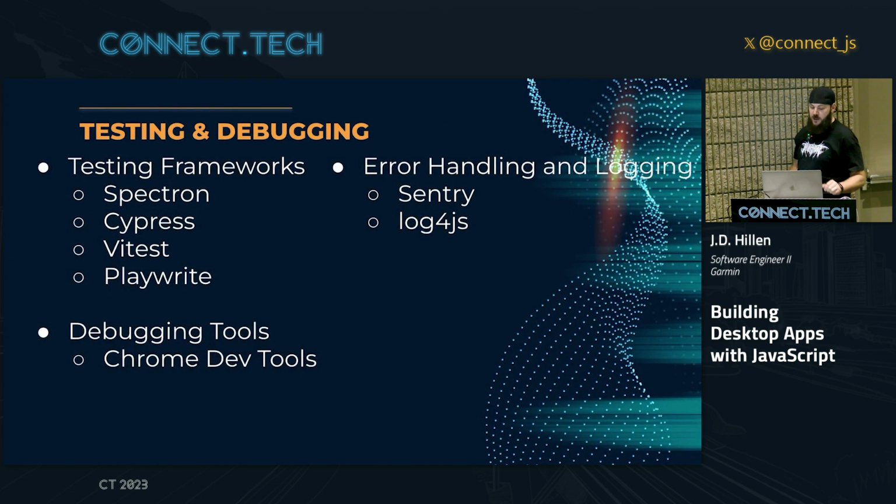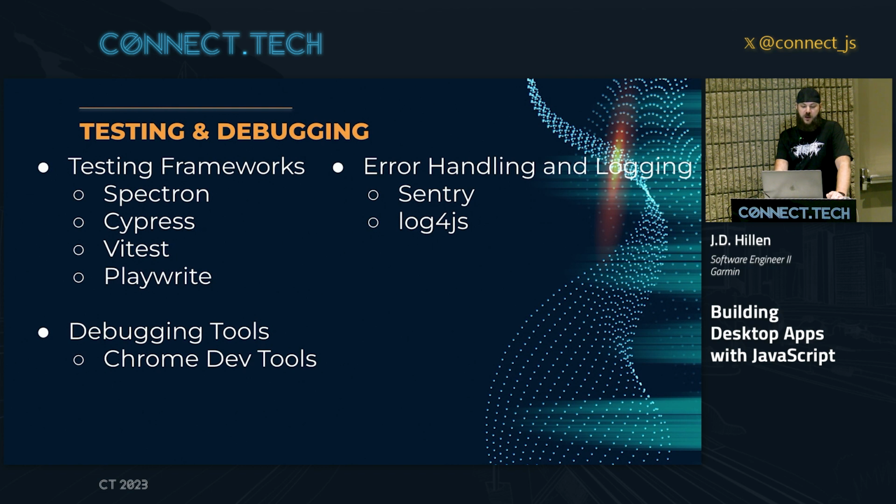So for testing and debugging, we utilize a couple different things. We have access to testing frameworks: Spectron, which is an Electron-specific testing framework. You do have access to Cypress, which is really cool because that's what I use. Vitest, again, I use that. And Playwright. Does anybody use Playwright? Debbie O'Brien would be so mad right now because only one person uses Playwright. But Playwright is super cool. So you definitely have those testing frameworks that you can use.